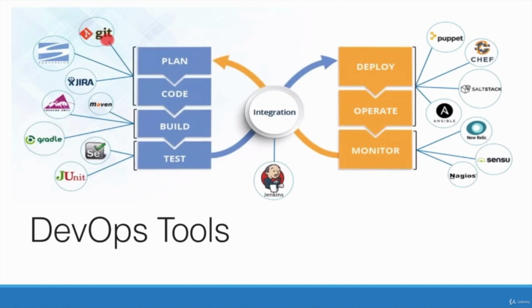In development, we are using Git and Subversion, right? We are also using Jira as a bug tracking tool.